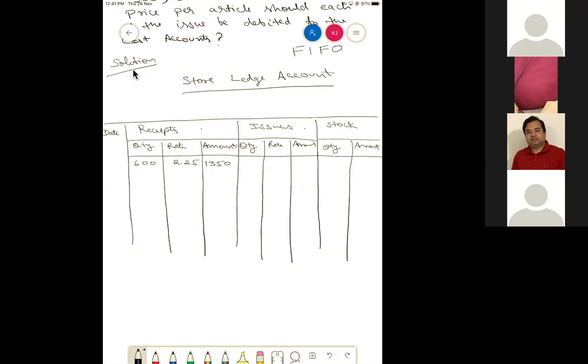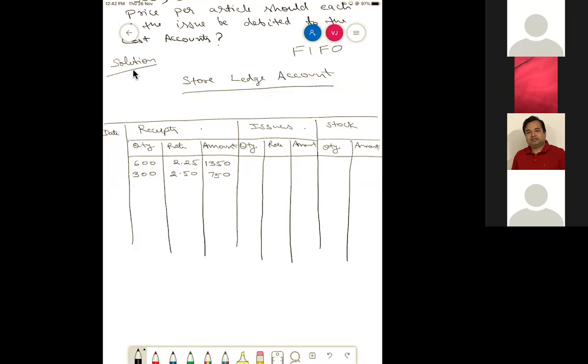Then next, you received how many units? How many units were being purchased? 300 units. Yes, you write down 300 units. Now the rate was 2.50. So you calculate 2.50 into 300. 750. Very good.